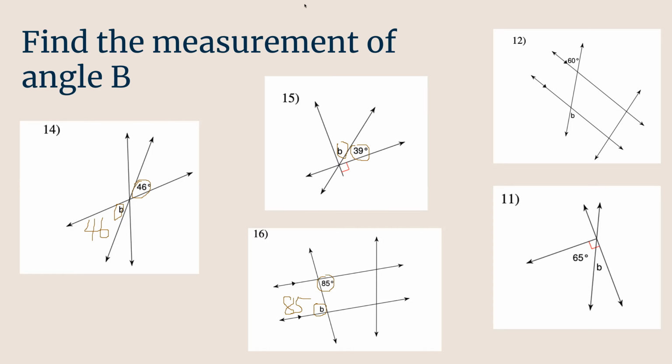And for question 12, the angle B is the alternate exterior angle of the 60 degrees angle. So it should be 60 degrees. And for question number 11, the B should be 25 degrees because the 65 degrees angle is a complementary angle with B. Okay, next slide, please.